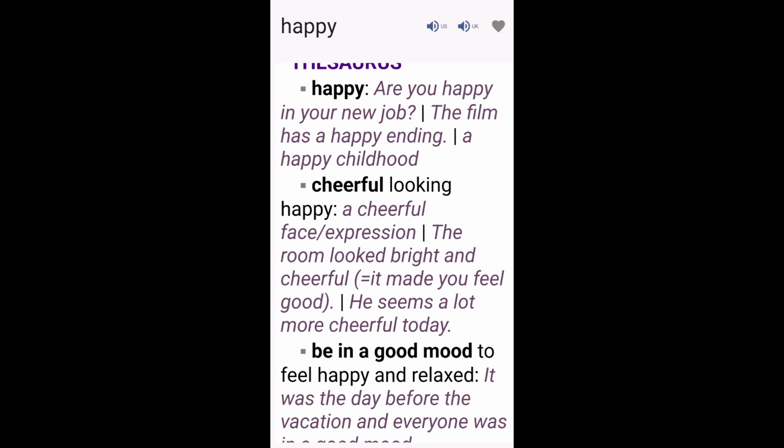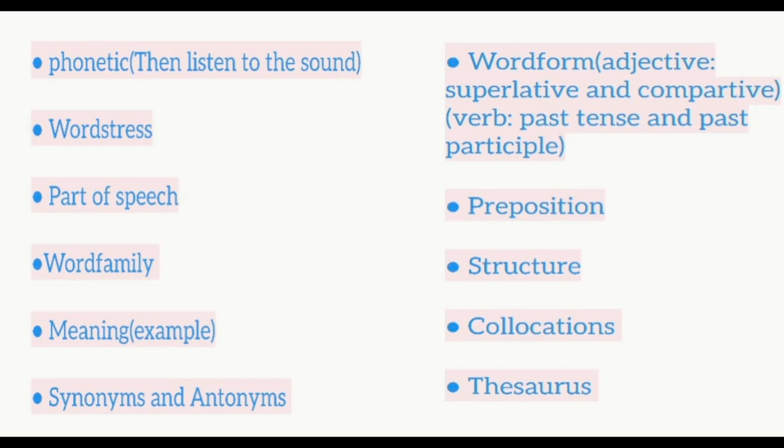Why is this important? Using a thesaurus helps students choose the right word for the right situation, making their English more precise and natural.